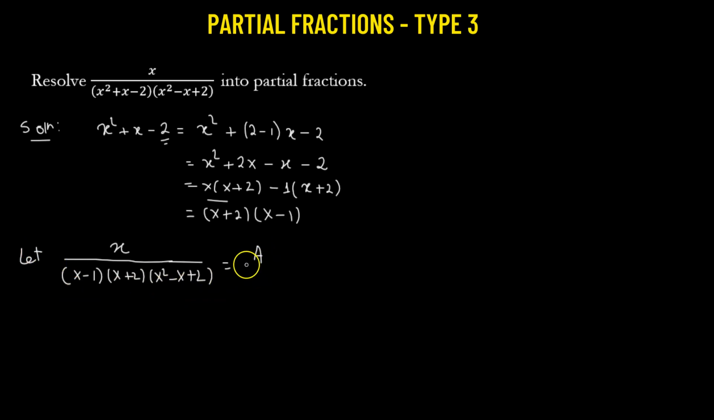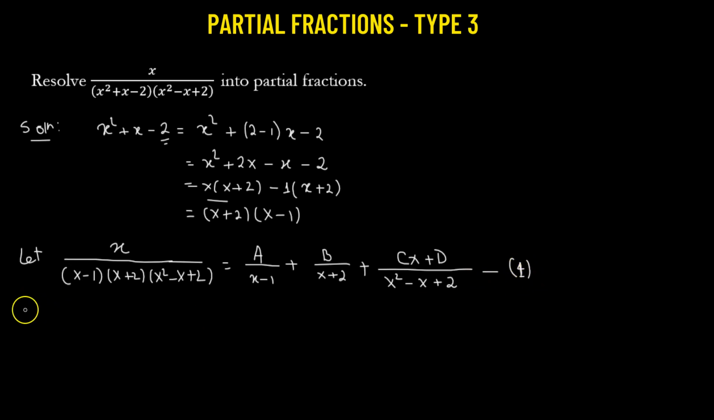So the first one will be a over x minus 1. The second one would be b over x plus 2. And the third one is going to be cx plus d over x squared minus x plus 2. The reason behind this is because we have a quadratic factor x squared minus x plus 2 in the denominator. So our goal will be to find out the value of a, b, c, and d. We're going to label this as equation number 1.